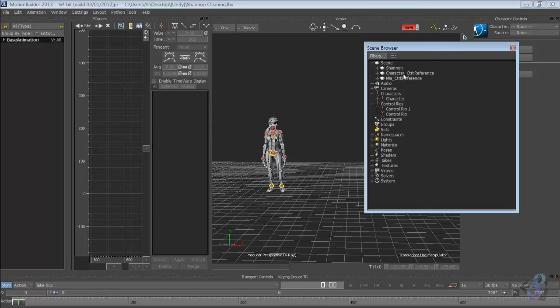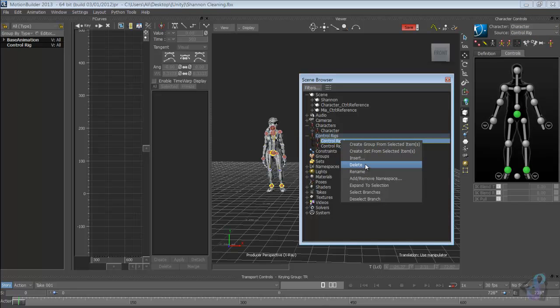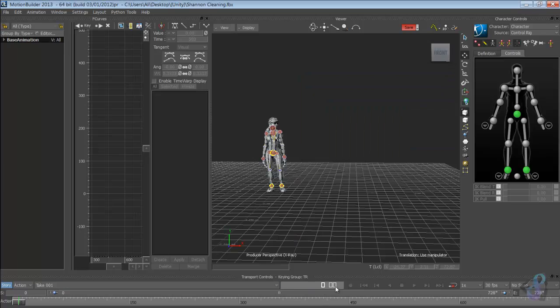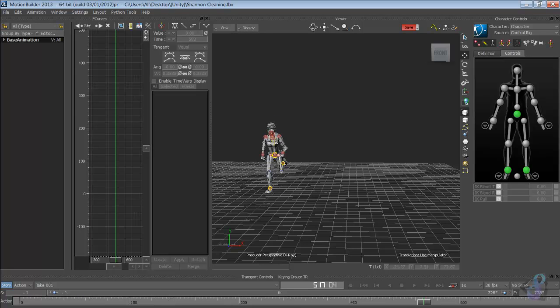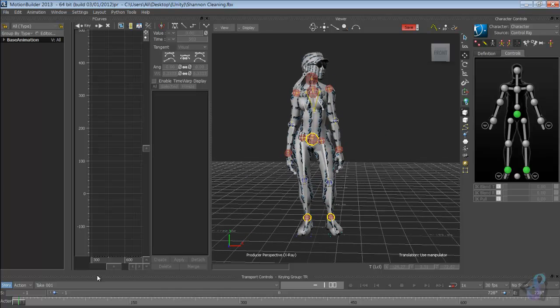and now it's hard to tell. Character is using control rig, so this one is for Mia. Delete this guy. Okay, now if I go to frame 0, you had a T-pose. What happened to the T-pose? Negative 1. No, I had a T-pose. Now I'm not happy. What just happened to your T-pose? Oh, I think I know what happened.